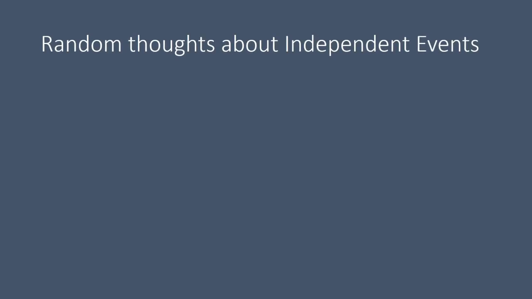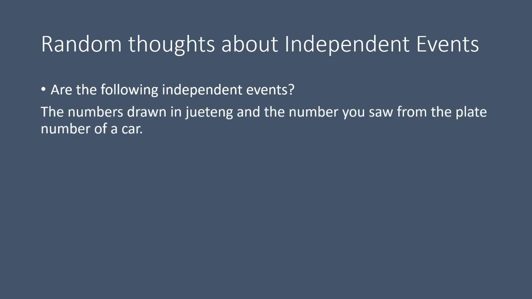So, random thoughts about independent events. The following are independent events: the numbers drawn in a lotto, okay, you're familiar with lotto, and the number you saw from the plate number of a car. Sometimes I see people who are into lotto and are into this kind of superstition. Let's say, for example, there was an accident and they saw the plate number of the car. Some people who play lotto will bet on those numbers, because in their mind, they see some connection between these two events.